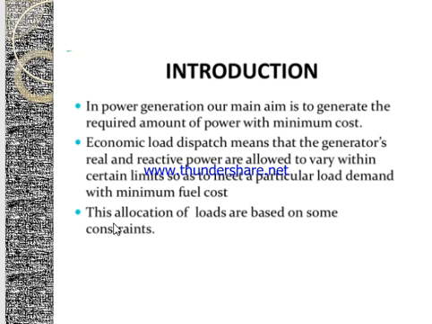The process of achieving the minimum cost in operating a satisfactory level of operation, when it is executed in the case of a power system with the minimum cost, that cost is known as optimum cost. So in power generation, our main aim is to generate the required amount of power with the minimum cost. Economic load dispatch means that the generator's real and reactive power are allowed to vary within certain limits so as to meet a particular load demand with a minimum fuel cost. This can be obtained by proper allocation of loads, but there should be some constraints.